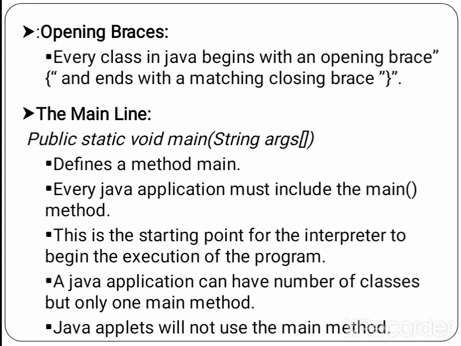The main line, public static, defines the main method. Every Java standalone application includes the main method, and it is the starting point for the interpreter to execute the program. A Java application has number of classes and only main is important. Java applets do not use main method.